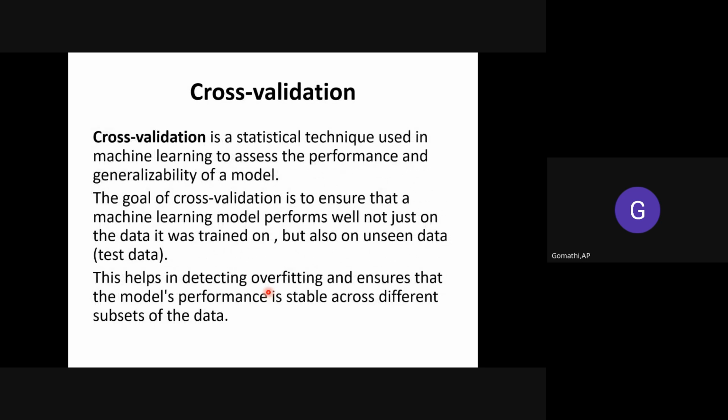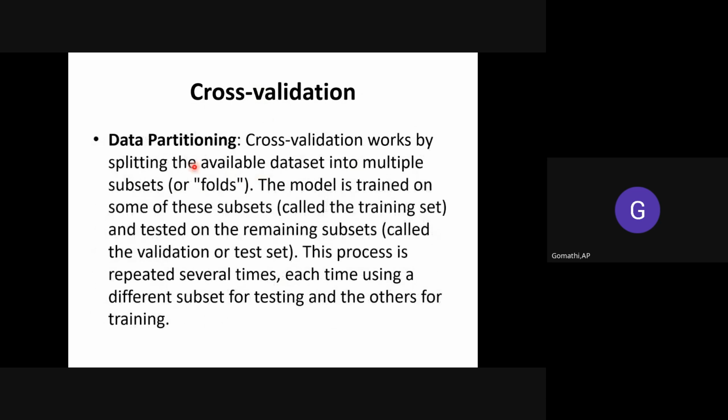Cross validation is a statistical technique. The main concept of cross validation is to assess the performance and generalization ability of a model. We have to assess the performance as well as the generalization ability of the model. So this is the main aim of cross validation. For that, we are using the data partitioning concept. So the first methodology applied in cross validation is data partitioning.